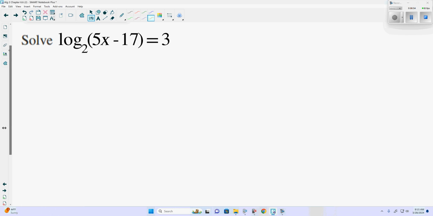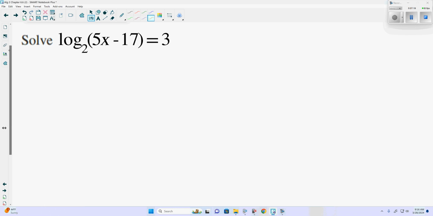Solve log base 2 of 5x minus 17 is equal to 3. When we have logs where we have numbers outside of the log, the way we need to solve these is to get the logs together, and we need one log on one side, numbers outside on the other.